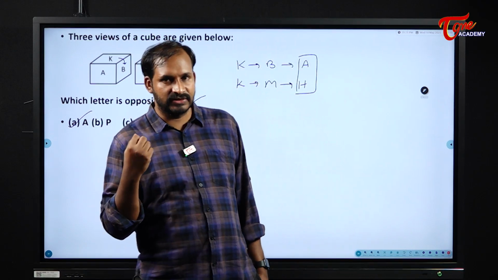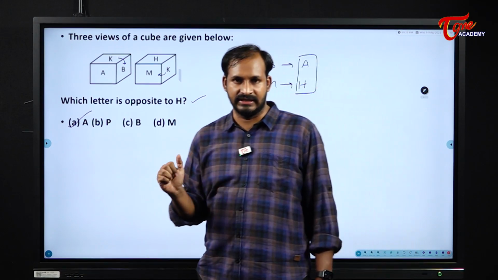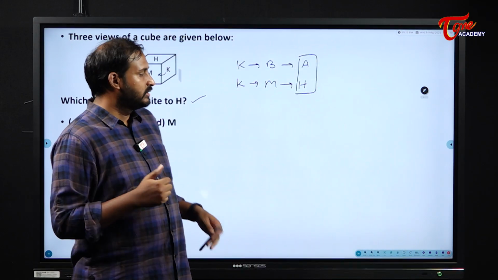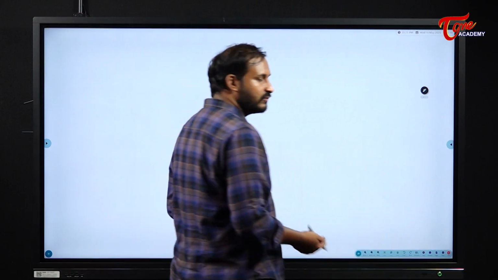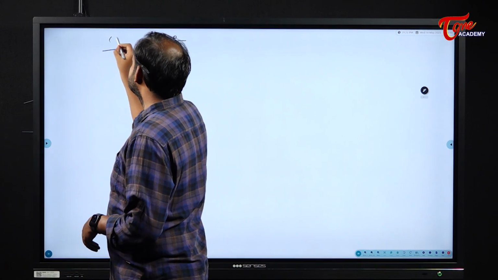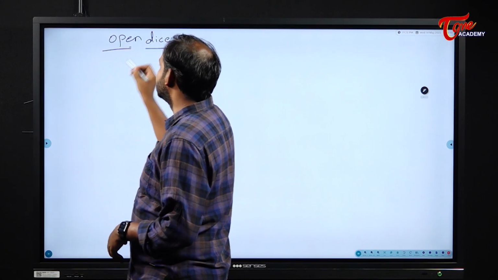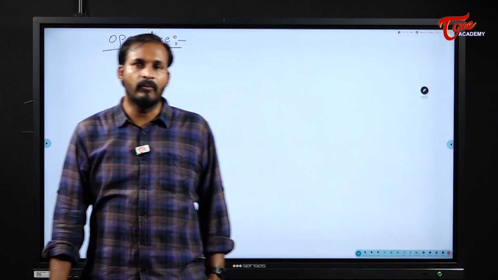Why? Because they may ask a question from dice or cubes. One question definitely they are asking from this area. Okay, if the question is from closed dice, that is a very easy question for us to answer. And the next one is open dice. Now, how will we solve a question from this open dice concept?